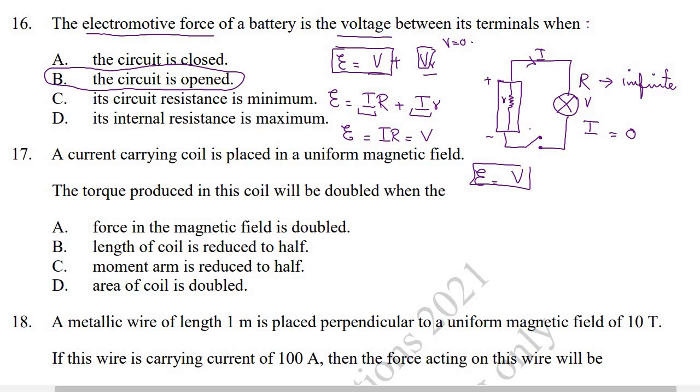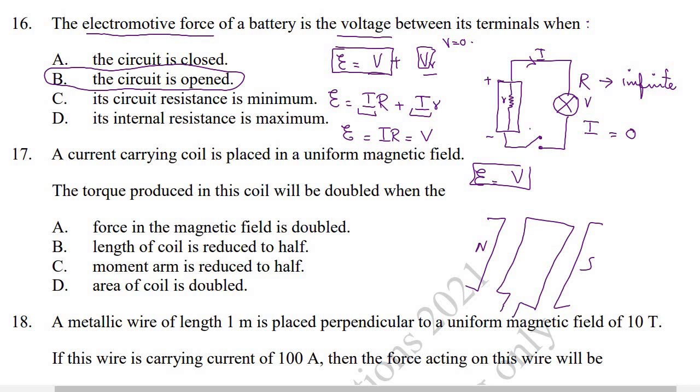Now let's see question number 17. A current carrying coil is placed in a uniform magnetic field. So let's say we have these two poles of the magnet, and a current carrying coil is placed between these two poles.